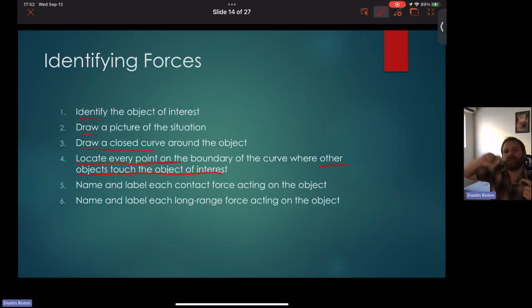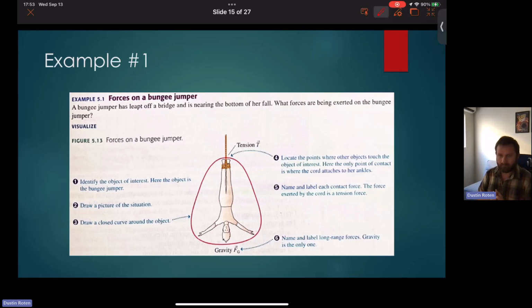So once we've traveled around our enclosed circle, we're going to name and label each contact force. Once we get all the obvious ones, the ones that are breaching our circle around the object, once that's taken care of, we're going to name and label each long-range force. And once we've done that, we know the physics of the problem, the physics is done, everything else after that is simply mathematics. Okay, so let's do these 6 things.